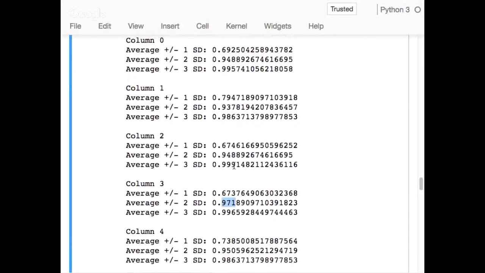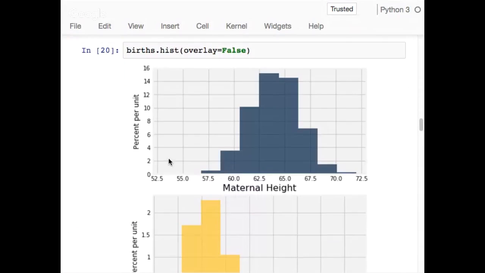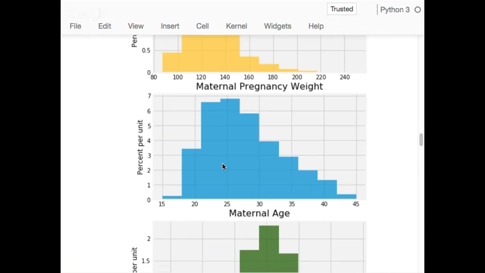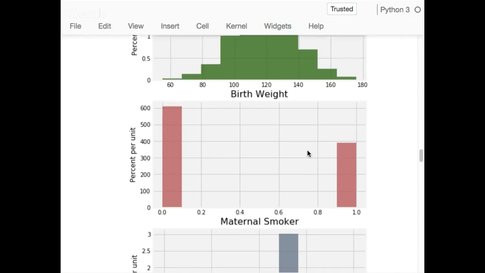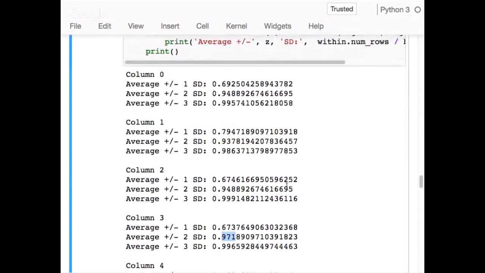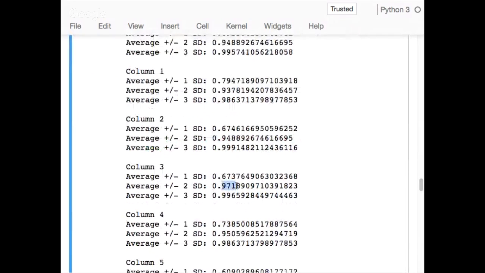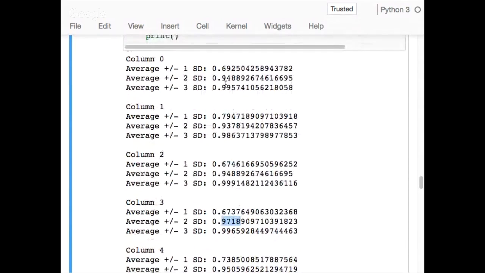So for a lot of these, we can look here and say, okay, it looks like this one is pretty normal, bell-shaped. This one maybe not so much. This one maybe not so much. But this one looks pretty nice, symmetric, right? This one, no. But this one, probably yes. And if you look at the standard deviations and how many values fall in between, you'll notice that in our case, they're mostly around 95%.